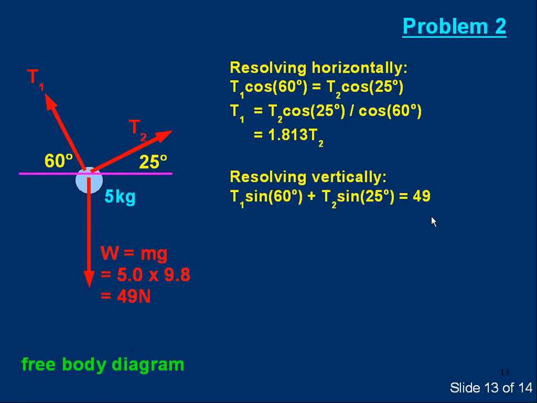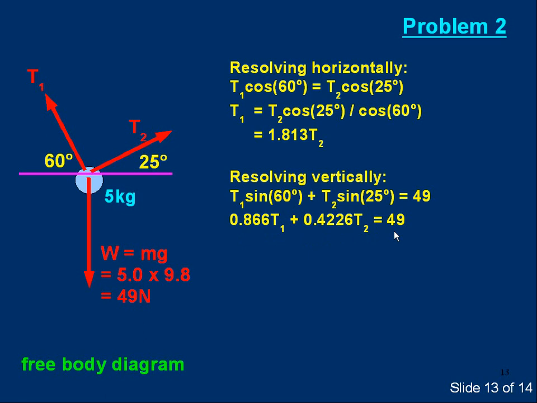The vertical component of T1 is T1 sine 60, upwards. The vertically upwards component of T2 is T2 sine 25. And if we add those together, that's the total upwards force. What's the downwards force? 49. So there's our equation. Let's put some numbers in. 0.866 T1 plus 0.4226 T2 is 49.